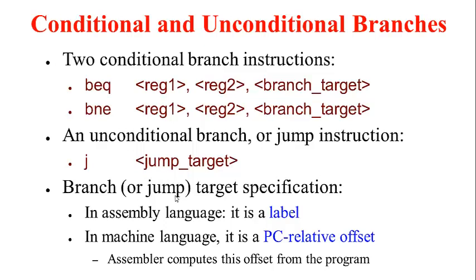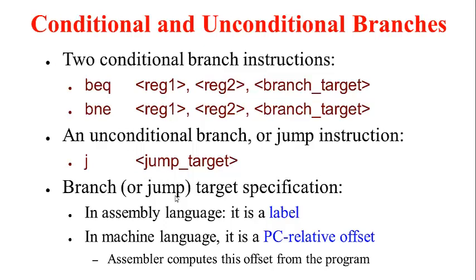If the branch condition is not satisfied, for example in BEQ, if the register values are unequal, then sequential execution continues. That is why BEQ and BNE are called conditional branch instructions. As opposed to these, the J instruction, which stands for jump, is an unconditional branch. The branch is always taken. Now when we say the branch is taken, it means that execution moves to the branch target. And how is the branch target specified? Note that each of these instructions has a specification of the branch target.